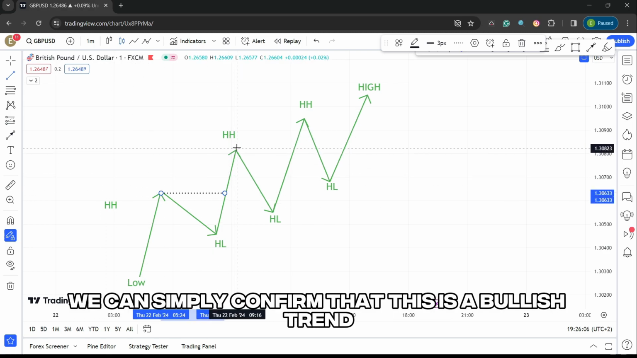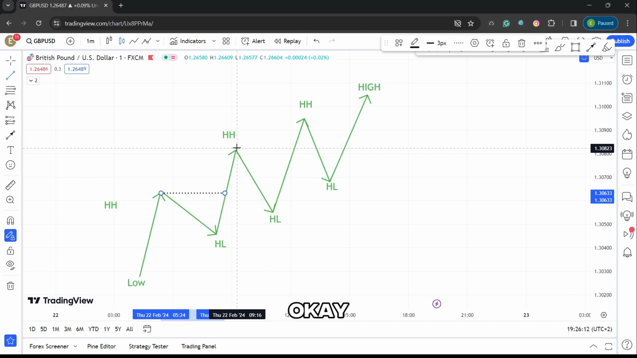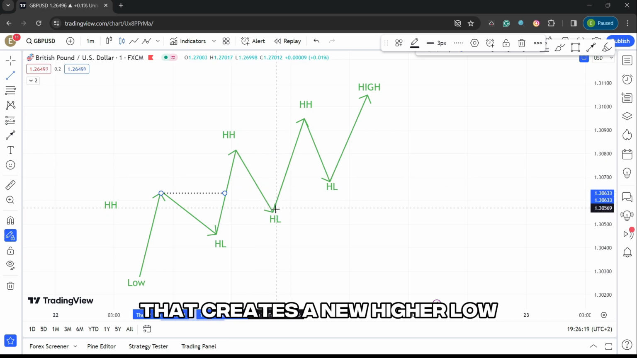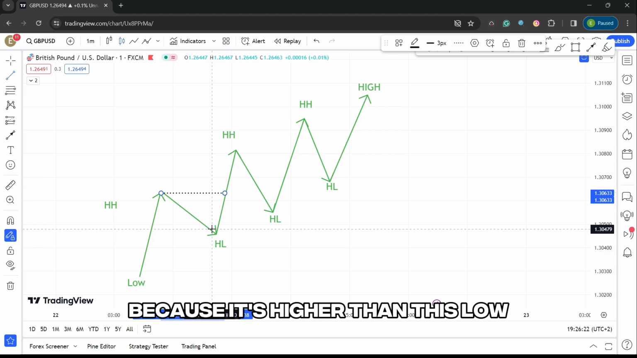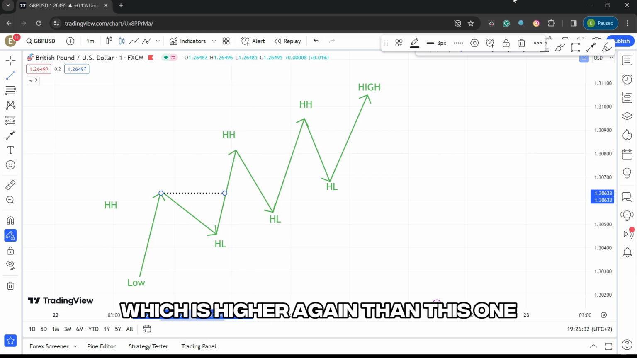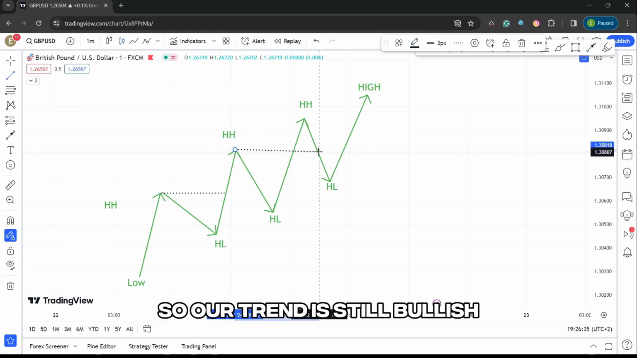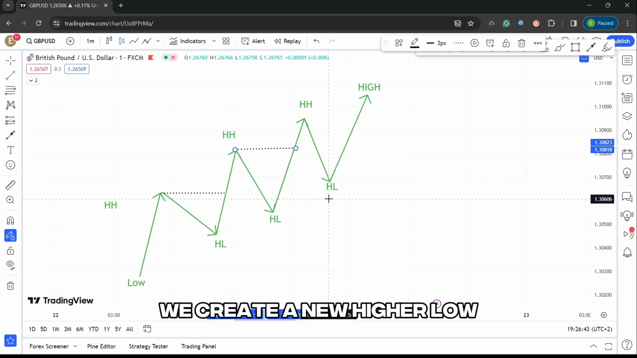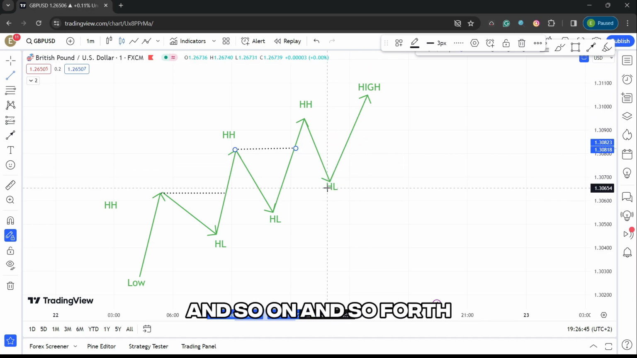At this point, we can simply confirm that this is a bullish trend. The price is rising. Again, price forms a small retracement that creates a new higher low because it's higher than this low. We continue the trend and form a new higher high, which is higher again than this one. So our trend is still bullish. Then comes the pullback. Again, we create a new higher low and so on and so forth.